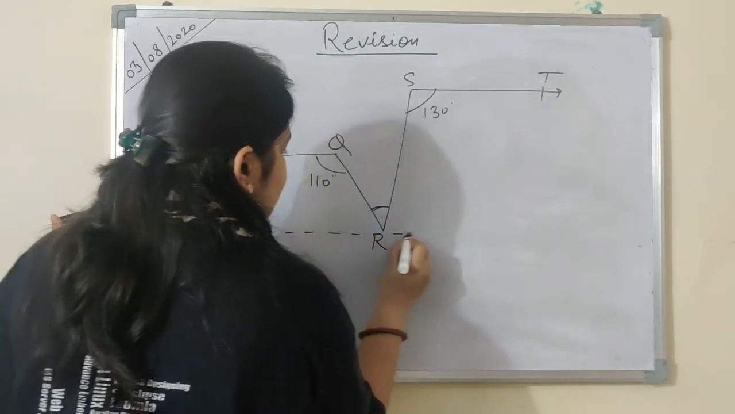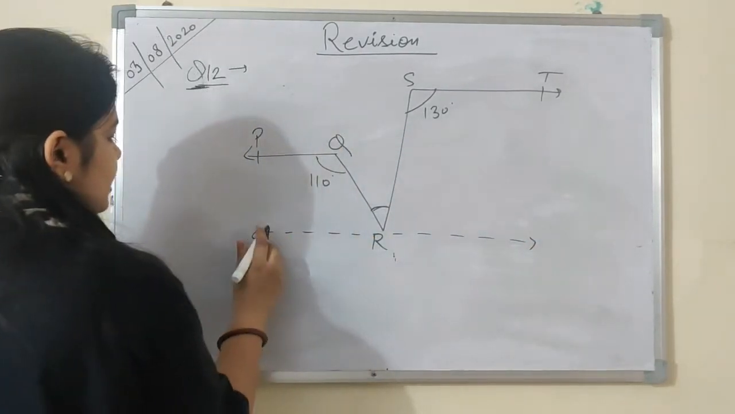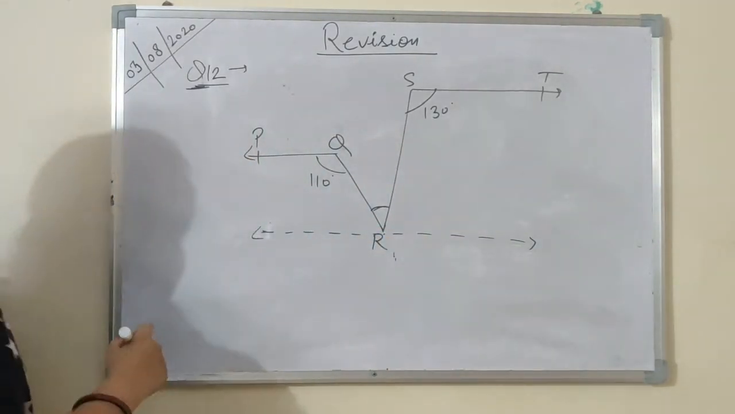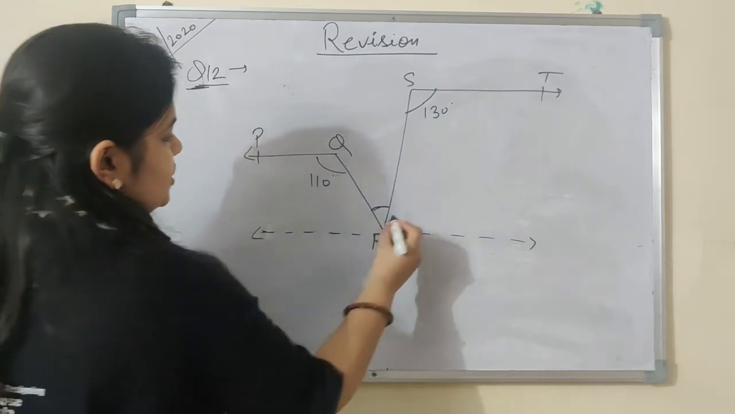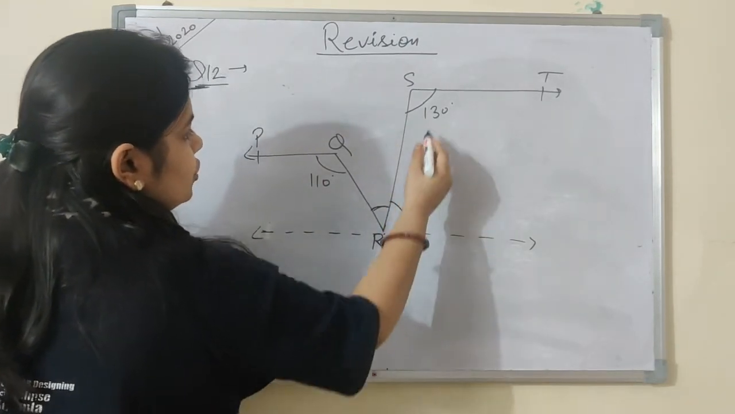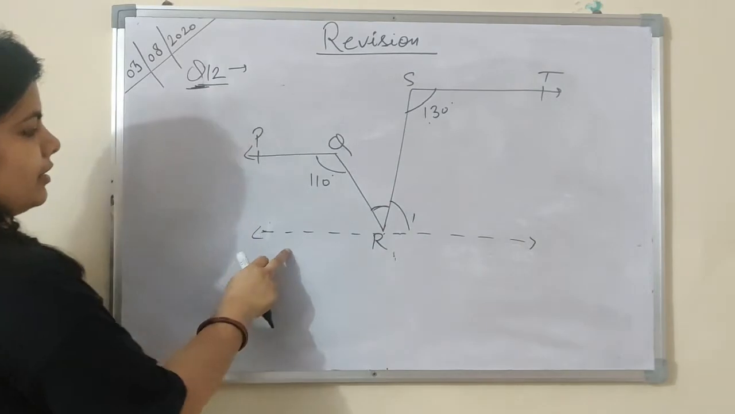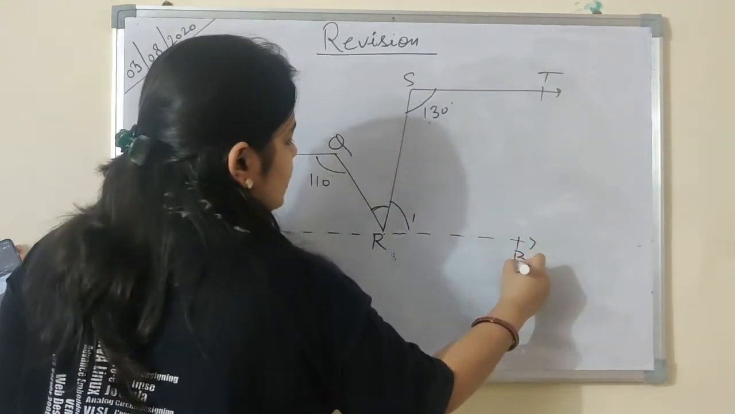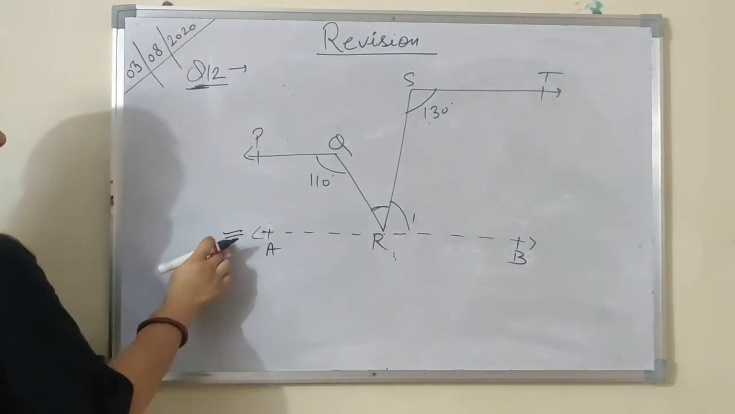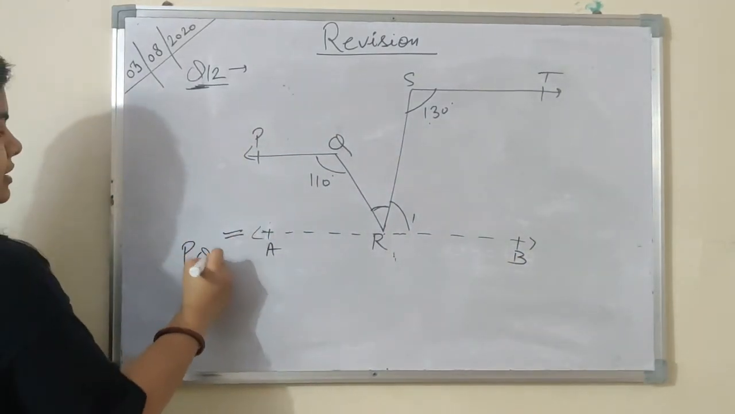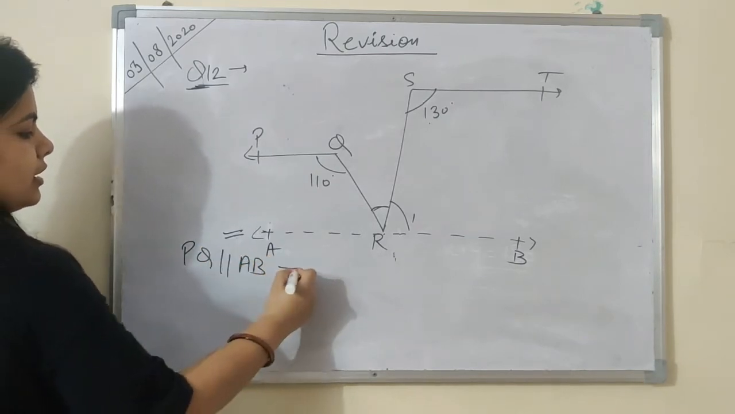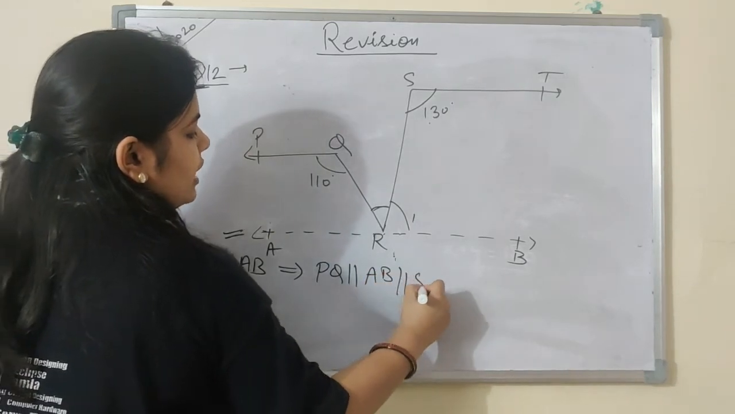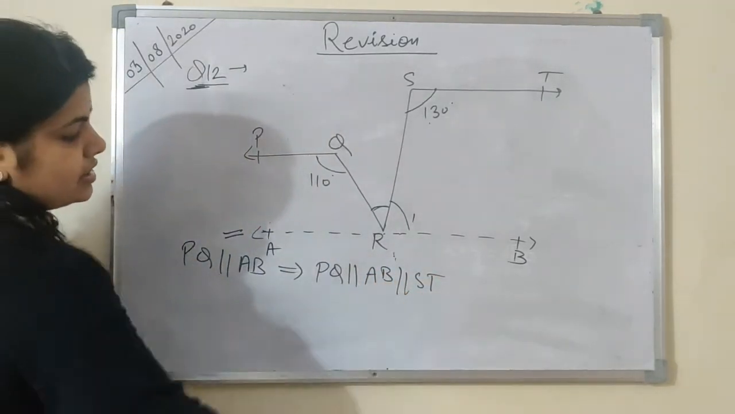This we have to find. So what I am doing is construction over here. That means I am making a line which is passing through the point R. After this, I'm naming this as 1. As PQ is parallel to, okay, I'm naming this as AB. I have constructed this line which is parallel to PQ. That means PQ is parallel to AB. This implies PQ is parallel to AB is parallel to ST, because PQ is parallel to ST also.